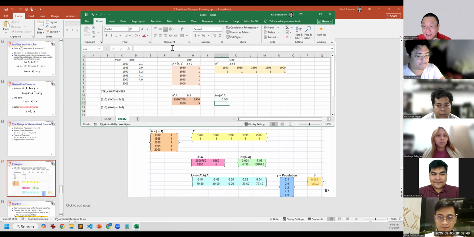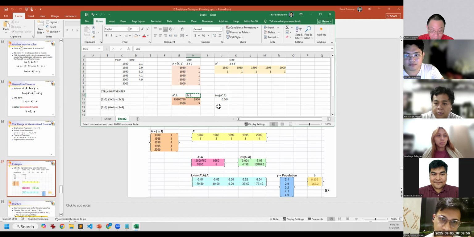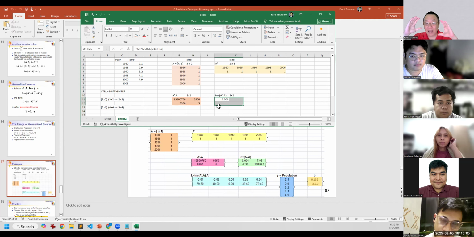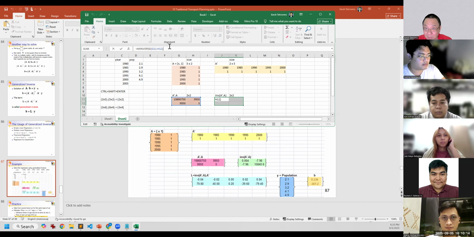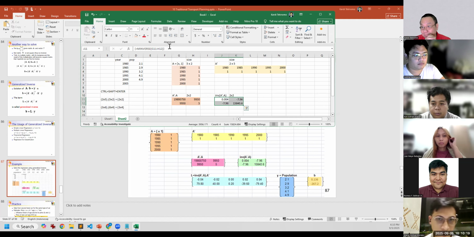What is the size? The inverse is the same size as the original matrix. So this is 2 by 2, right? So then the size is also 2 by 2. Okay, so we need to know the size so that you can highlight. Without that, you will not get the correct result. So once you highlight that, you click here and then Shift, Control, Enter.